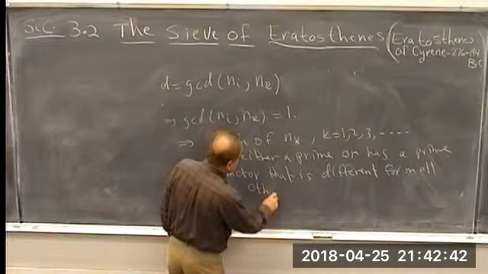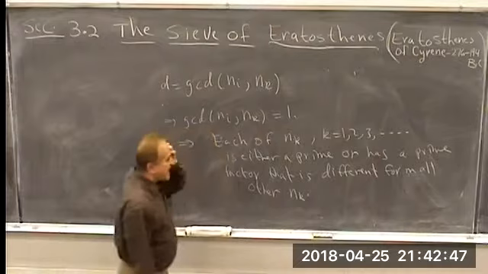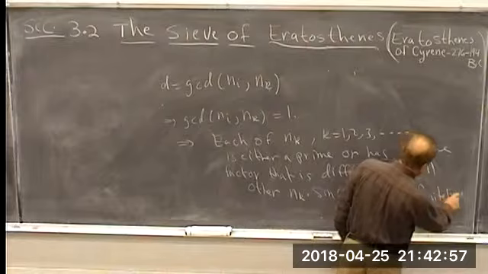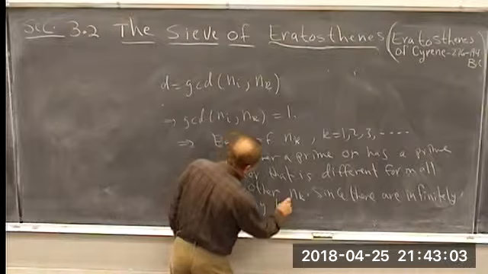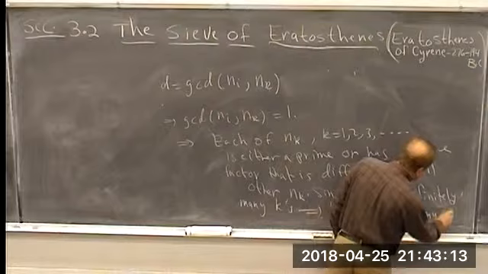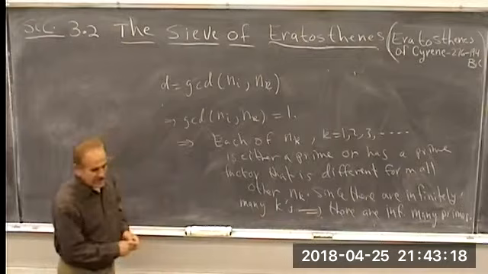Other Nk. But there are infinitely many k's in here, and this implies there are infinitely many primes. Again, a very nice proof. Unfortunately, I messed it up a little bit.